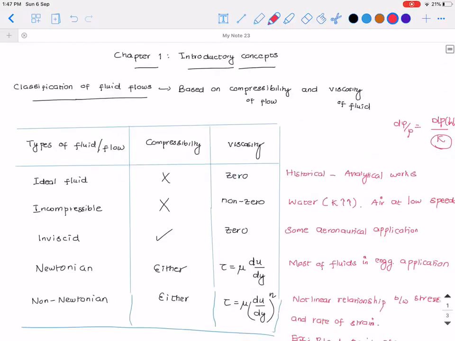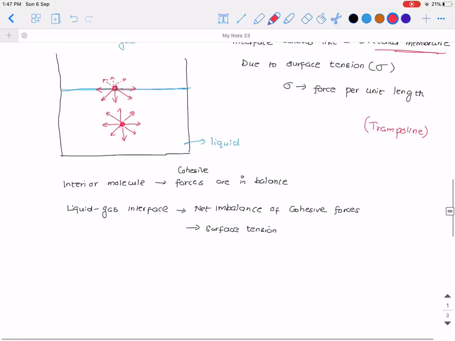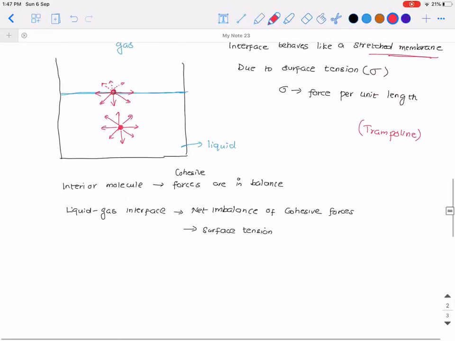Okay, I hope the spelling is correct. Sorry about that. Okay, but there is one more important point. Do you see that there is something more that we need to discuss here? It is not just the interior molecule and the molecule at the interface. There is something else. Can you guess what it is?